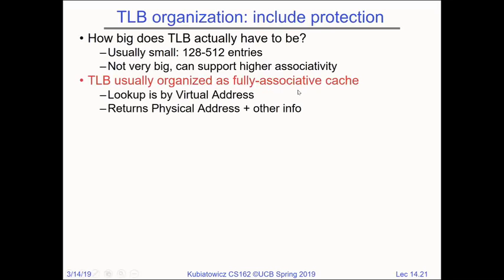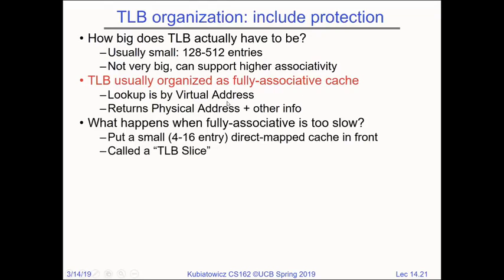So the TLB is usually fully associative, lookups by virtual address, and it returns a physical address. If fully associative is too slow, then you get something called a TLB slice, where you have a first level TLB that is direct mapped, and a second level that is fully associative.